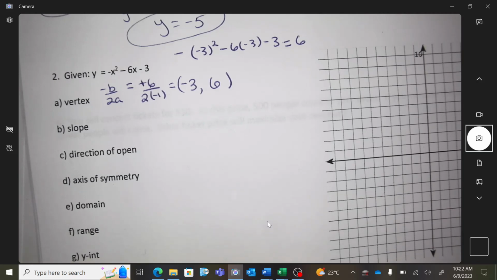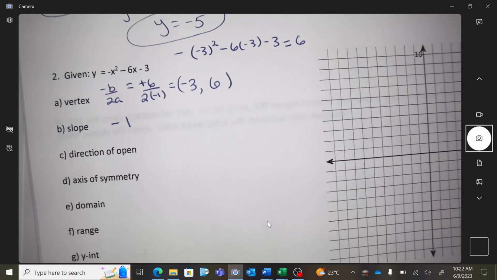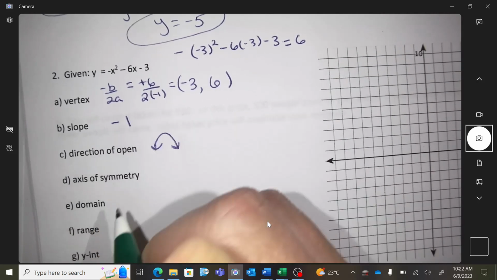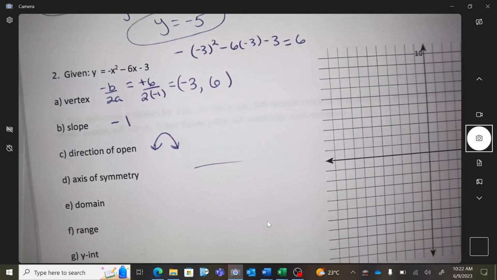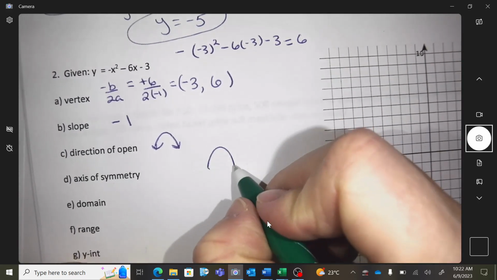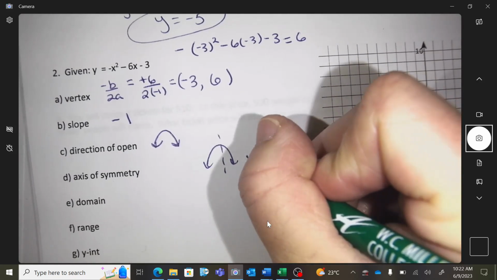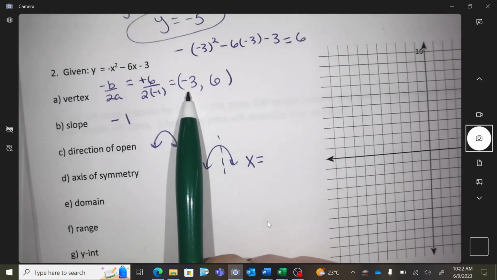Okay, the slope is, did you pick -1 for the slope? Because it's the negative on the x squared. So now that the slope is negative, that tells me it opens down. So it will look like that. And the axis of symmetry is when we can cut it through the middle. And we said the equation should state x equals. And then we have to pick which x value that we go right through. Right here, -3.